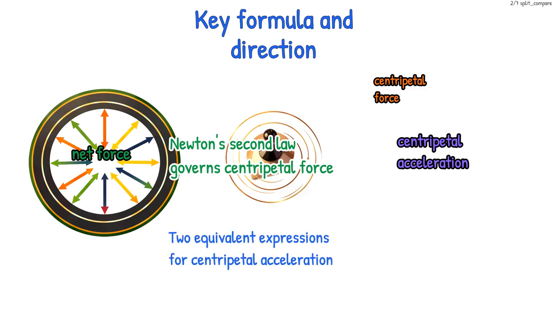Two equivalent expressions for centripetal acceleration are v squared over r or omega squared times r. Here, v is linear speed, r is the circle's radius, and omega is angular velocity in radians per second. Thus, the net force equals m times v squared over r, or m times omega squared times r. Direction is crucial. The net force component toward the center must equal mv squared over r.